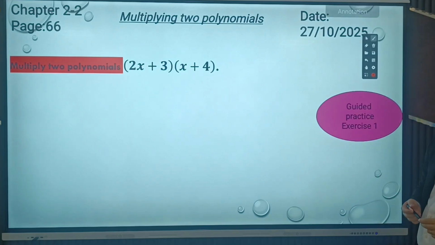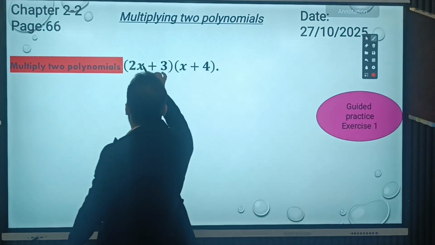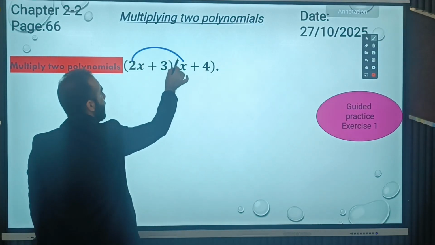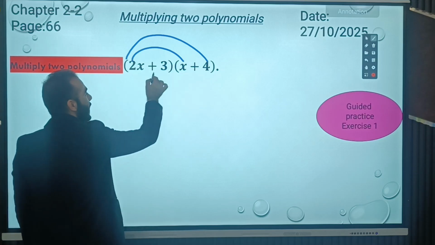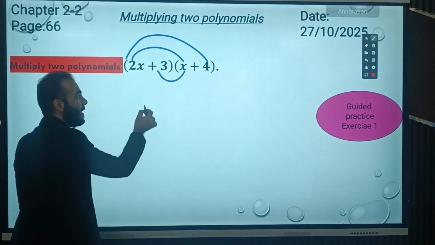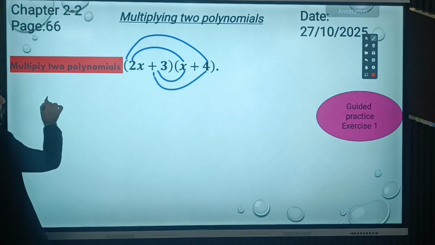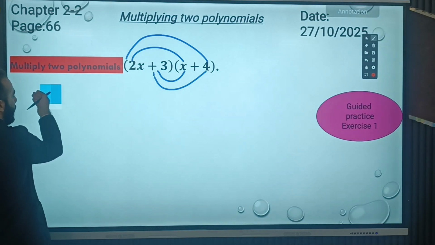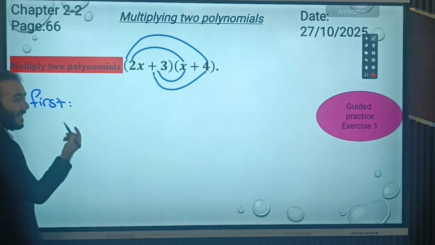Multiply these two polynomials. We have got two polynomials that we need to multiply, all right? So the first multiplication is 2x times x. Then the outside multiplication is 2x times 4. The inside multiplication is 3 times x. And the last multiplication is 3 times 4. Let's just do them. So 2x times x, or it's better to say first. You don't need to write this first and this kind of words in the exam.